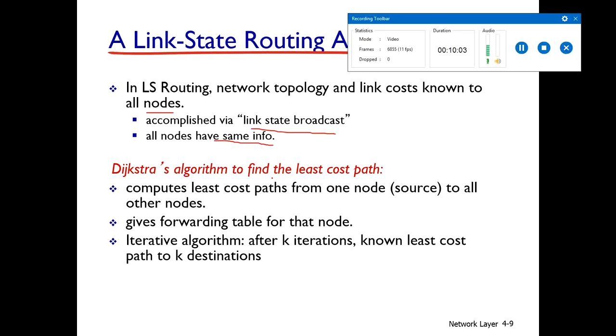So we will use Dijkstra's algorithm to find the least cost. The link state routing algorithm we will now discuss is Dijkstra's algorithm. What this algorithm does is compute the least cost path from one node to all other nodes, so for example from X to all the other nodes which are attached in that topology. Then it gives the forwarding table for that node, and it's an iterative algorithm. After k iterations, the least cost path to k destinations will be calculated and will be known by the source node.